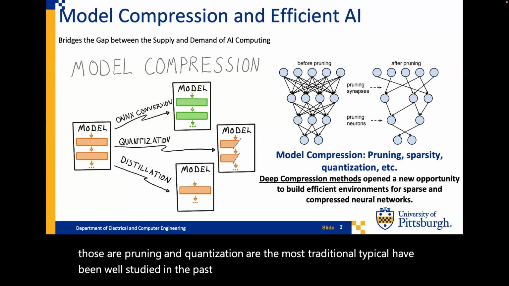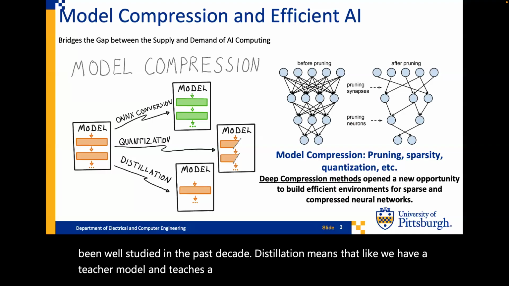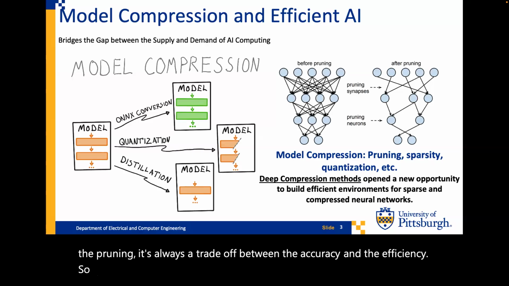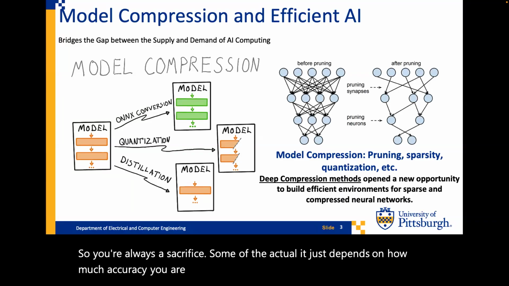Distillation means that we have a teacher model that teaches a smaller student model. When we are doing the pruning, it's always a trade-off between accuracy and efficiency. So you always sacrifice some of the accuracy. It just depends on how much accuracy you are willing to sacrifice to gain the performance or efficiency improvement.